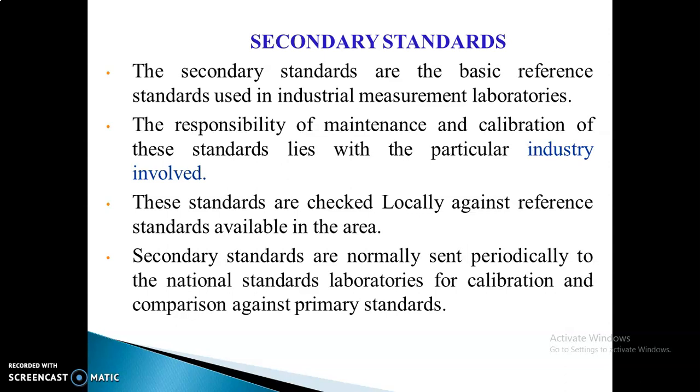So the industry standard, the people involving those standards, they have to get a periodical checking from the primary standard. Then only it is valid. So they are verifying through the primary standard along with the certification. That is how the secondary standards are derived. So the secondary standards are used for industrial purposes.